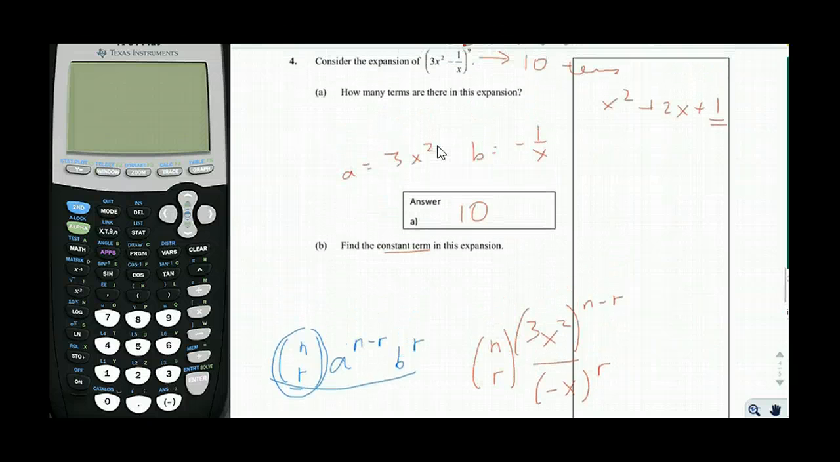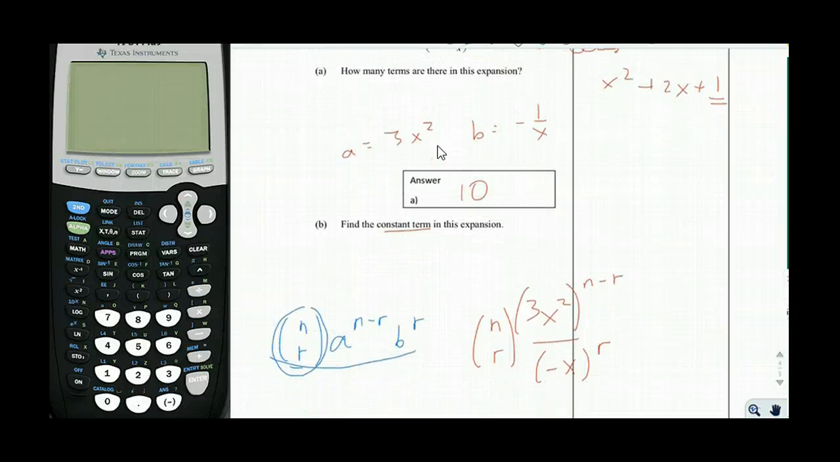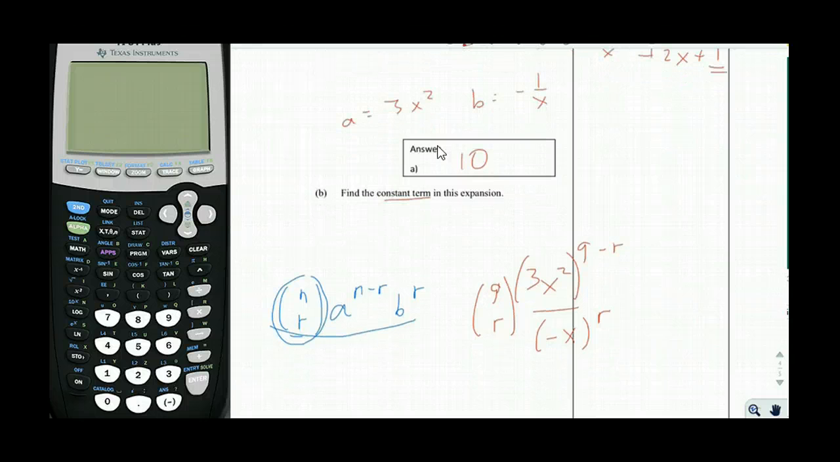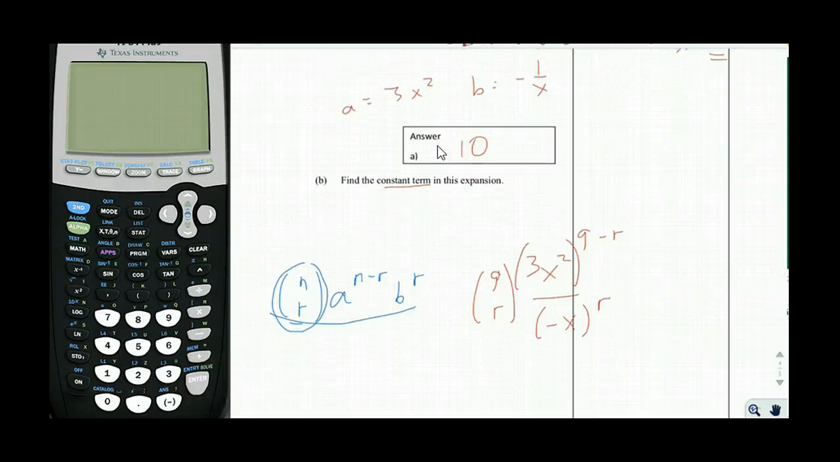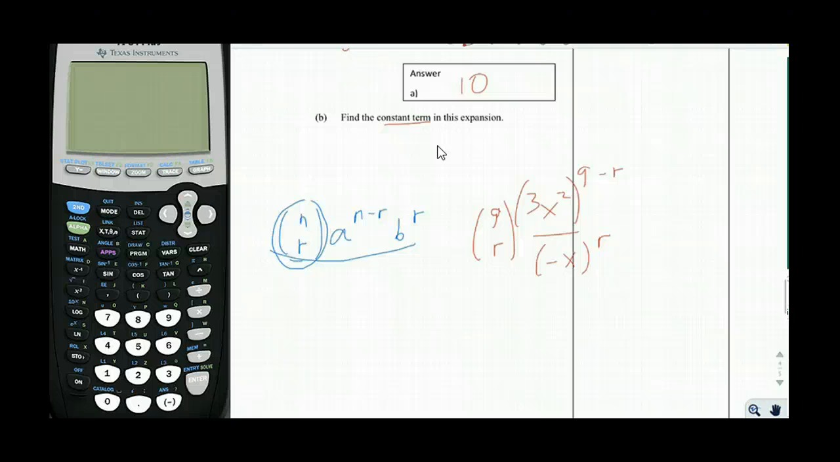So we know that n is the order of the polynomial, it's 9, so we can put 9 there, and we can put 9 there. We know that's 9. We don't know what r is yet. We can figure out what r is because we know it's going to be the constant term. So basically, the x squared to the 9 minus r divided by negative x to the r is going to give us 1, because we know this is the constant term. The x's have to all cancel out.